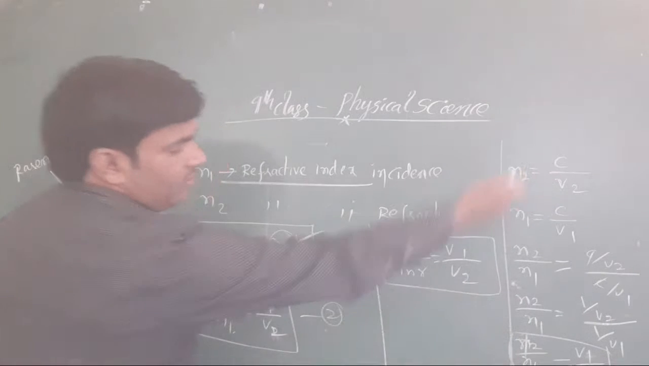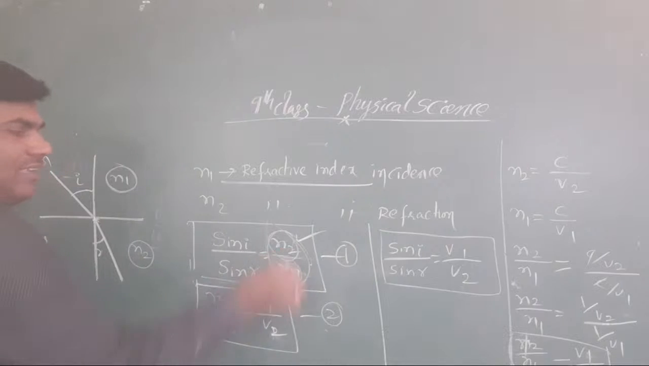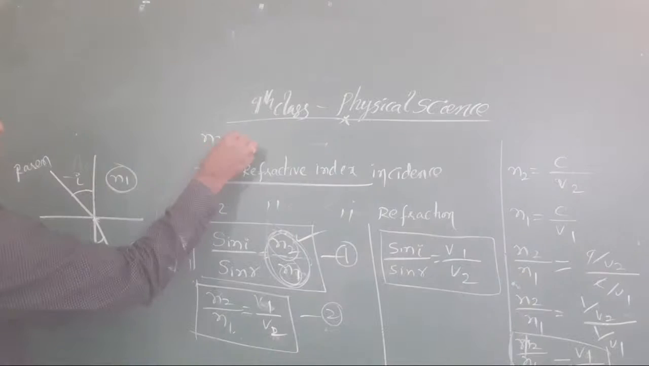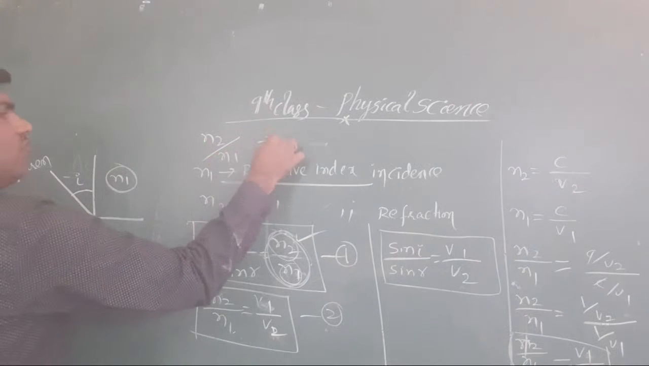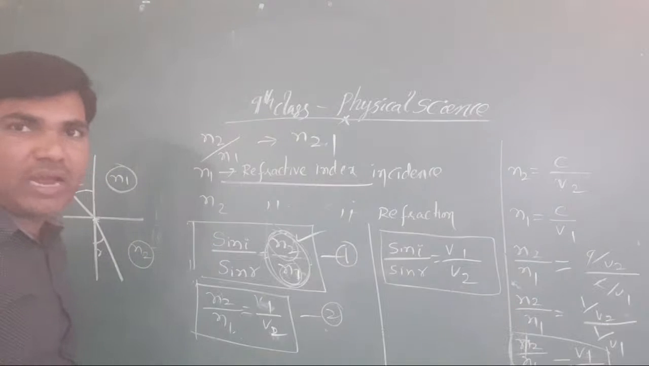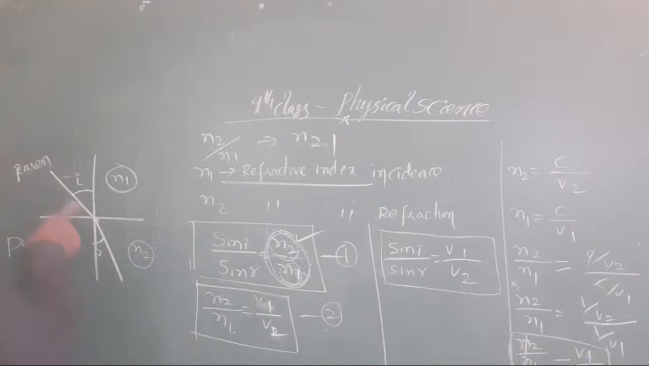There is a N2 by N1. What does it indicate actually? N2 by N1 is also written as N21, the relative refractive index of the two medias. Okay, clear or not, all the students?